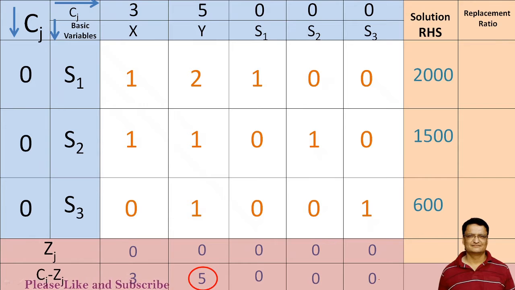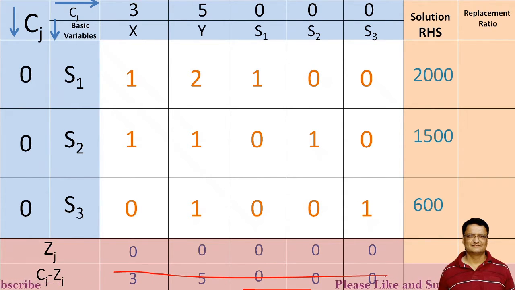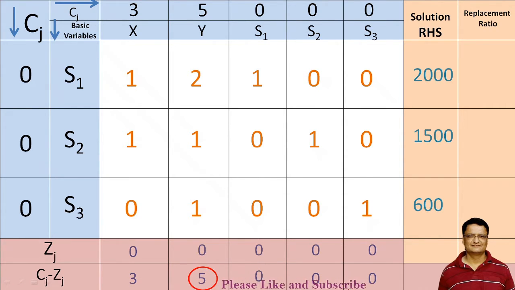Now the next thing is to look for the opportunity. This Cj minus Zj gives us the opportunity to improve the solution. If any value in this row is positive, then we have scope to improve, and we have to select the maximum value.